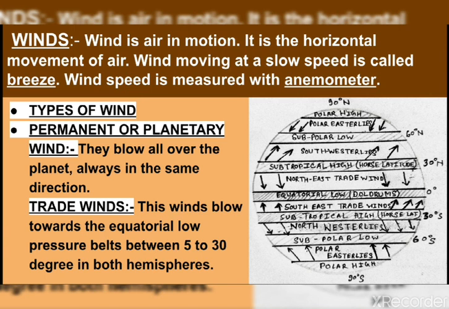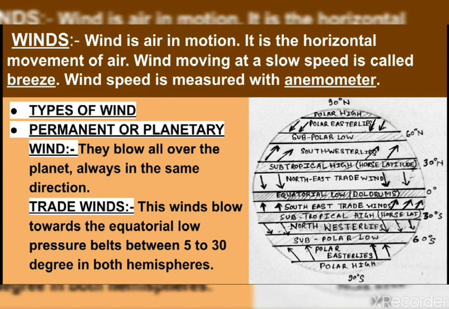First, we will learn about Trade winds. Trade winds blow from the subtropical high pressure belt in the northern and southern hemispheres towards the equator, because at the equator there is a presence of low pressure, and in the subtropical areas there is a presence of high pressure. We already learned that wind always blows from high to low.